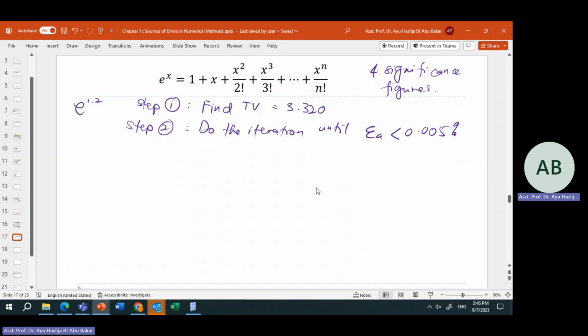Okay, how many iterations do you get? Quite long. Huh? Until 16? 6.